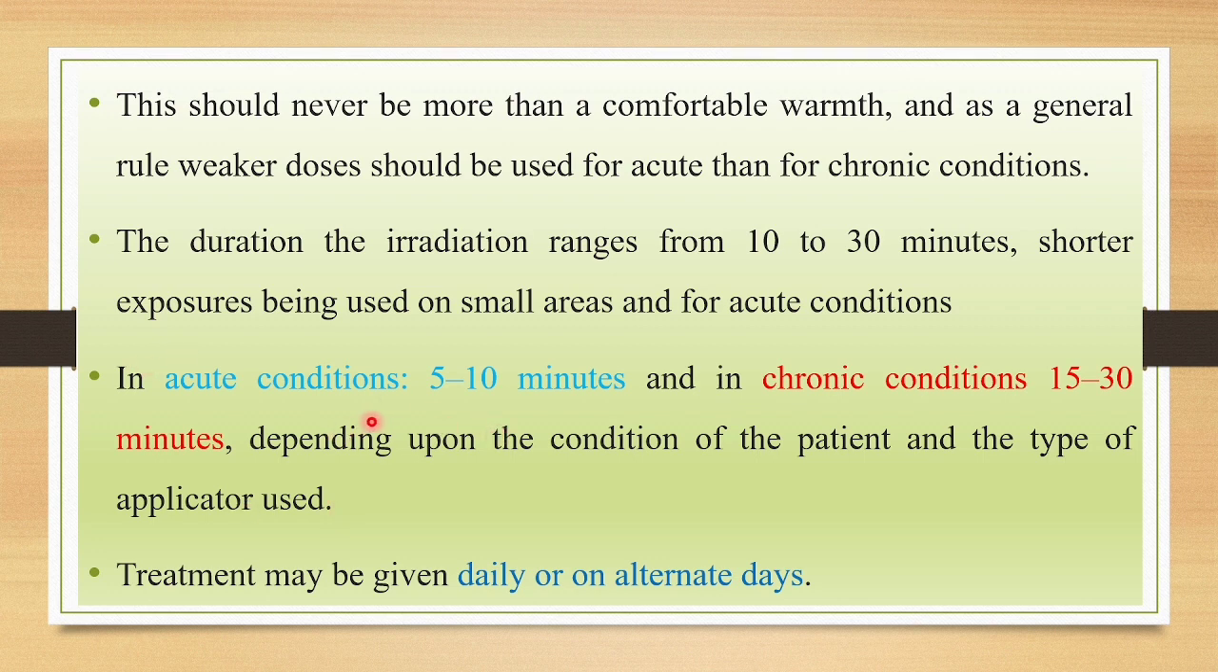So for acute conditions we should be using a lower duration, that is 5 to 10 minutes. And in chronic conditions, we can use a longer duration, that is 15 to 30 minutes. This all depends upon the condition of the patient and the type of applicator you are using, whether it's a circular emitter or a rectangular emitter. The treatment can be given daily or on alternate days.